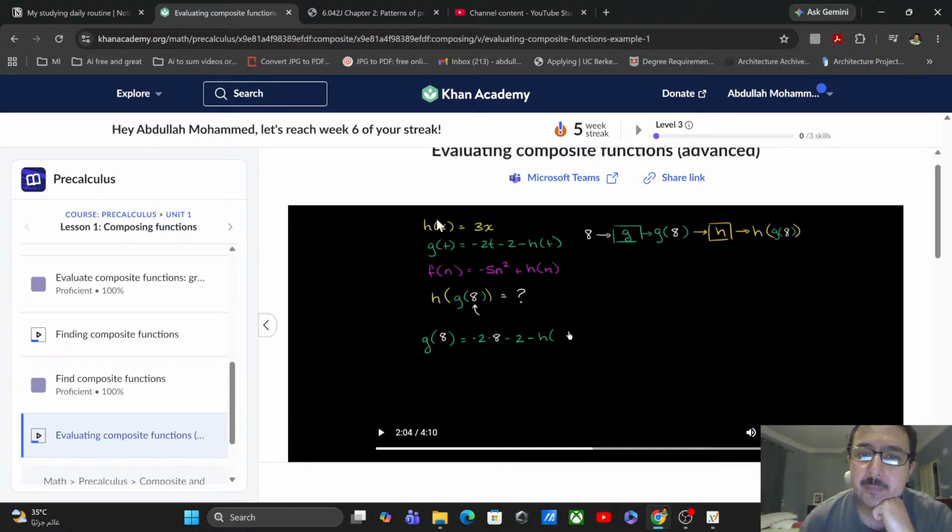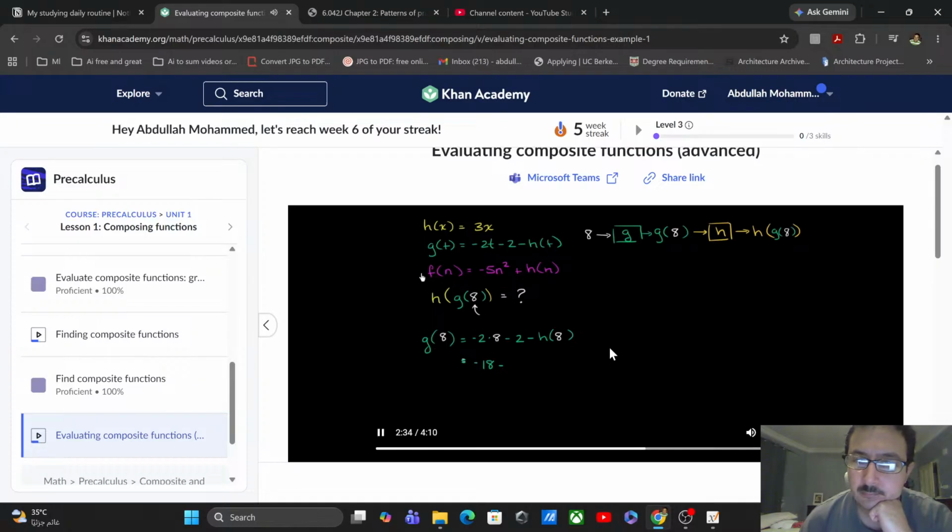Which is h of 8. Notice, to evaluate g of 8, all we did is everywhere we saw a t, we replaced it with the input 8. Now let's see if we can calculate this. This is going to be equal to negative 2 times 8 is negative 16, minus 2 is negative 18. So this is going to equal negative 18 minus, what is h of 8 going to be equal to? So let's do that over here.